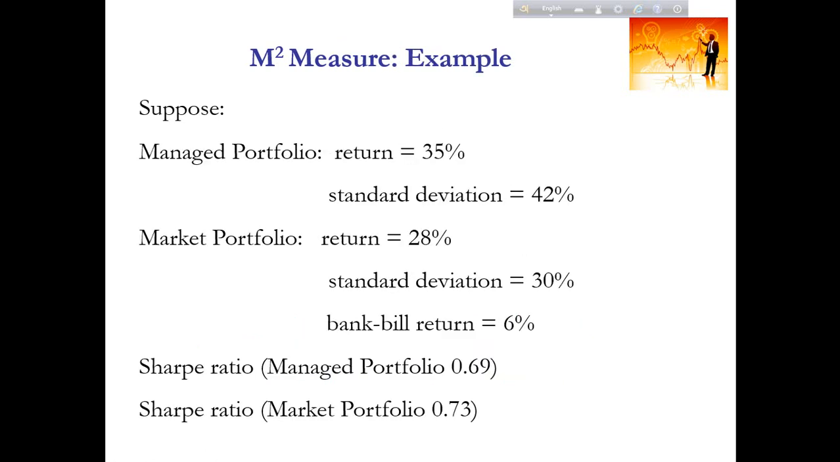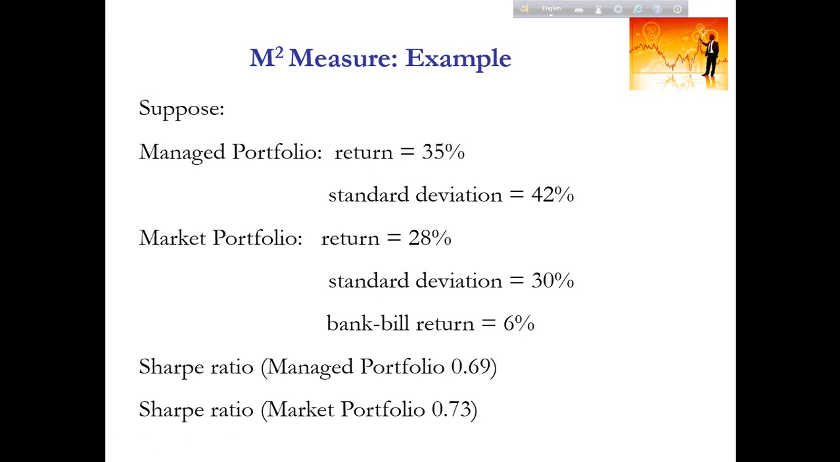Let's think about this numerically. Let's imagine we have a managed portfolio that has a return of 35% and standard deviation of 42%. And let's imagine that we have a market portfolio for the same time period, which has a return of 28% and standard deviation of 30%. And let's assume that the bank bill rate, that means the risk-free rate, is 6%.